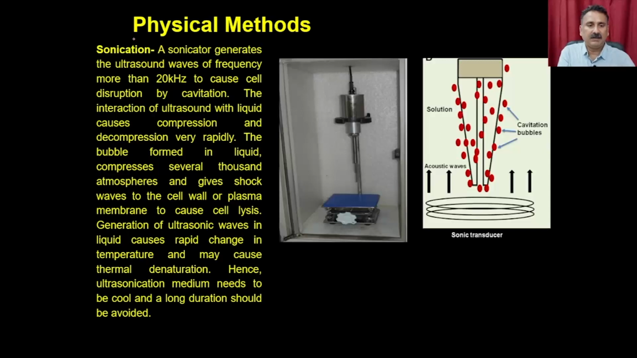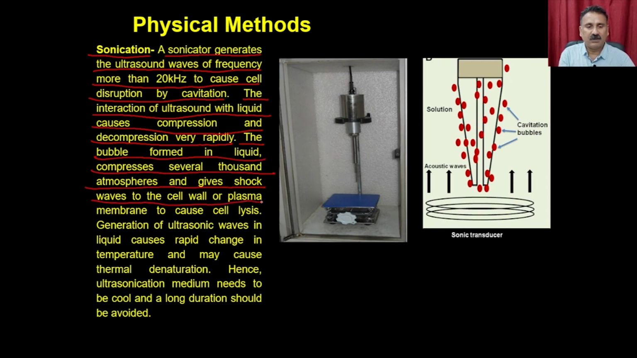Then the third method is called sonication. A sonicator generates ultrasonic waves of frequency more than 20 kilohertz to cause cell disruption by the cavitation method. The interaction of the ultrasound with the liquid causes compression and decompression very rapidly. The bubble formed in the liquid compresses to several thousand atmospheres and gives an atmospheric shock wave to the cell wall or the plasma membrane to cause cell lysis.